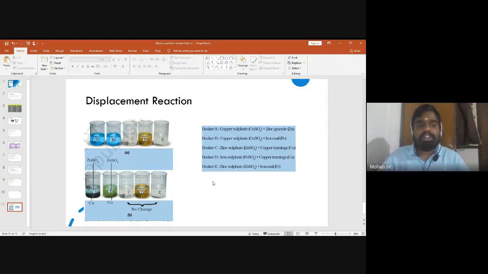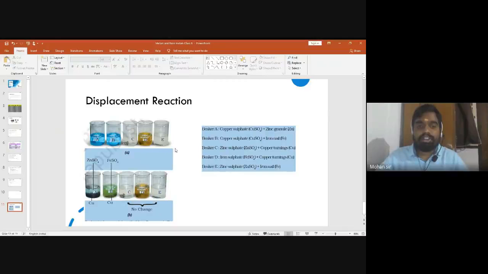So only a more reactive element can displace a less reactive element from a solution in the aqueous state, but a less reactive element cannot displace the more reactive element. That is why copper is not displacing zinc from zinc sulfate solution, and copper is not displacing iron from iron sulfate solution, and iron is not displacing zinc from zinc sulfate solution.